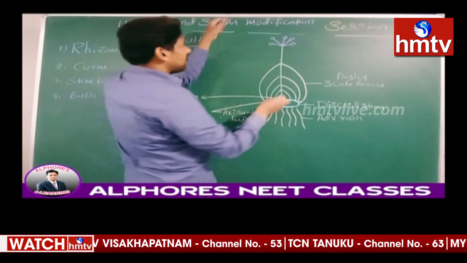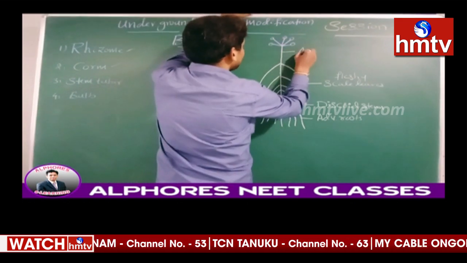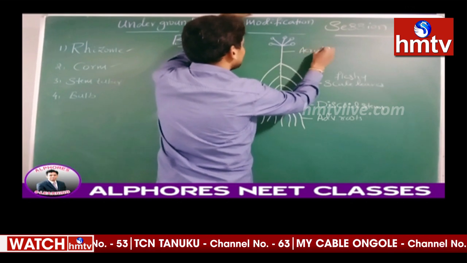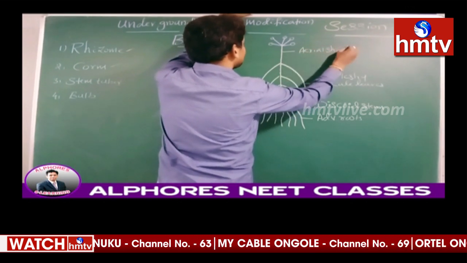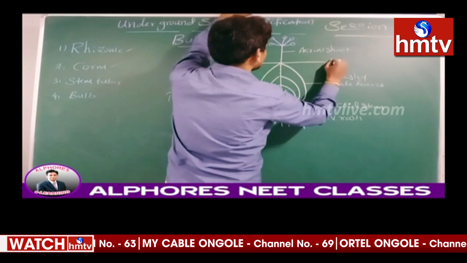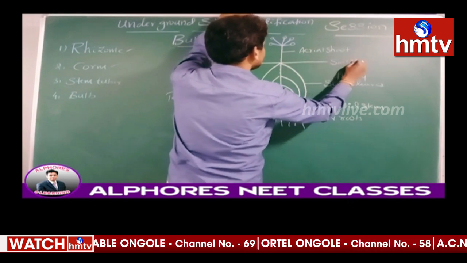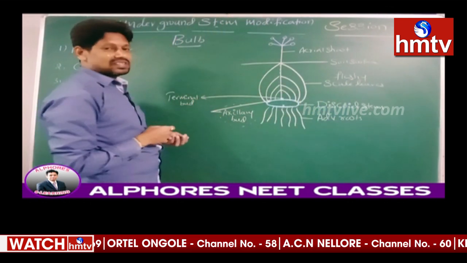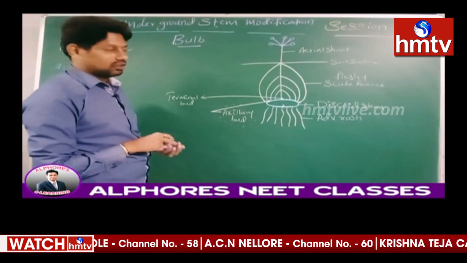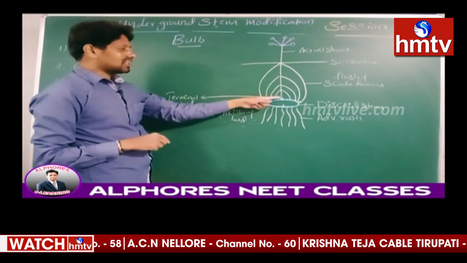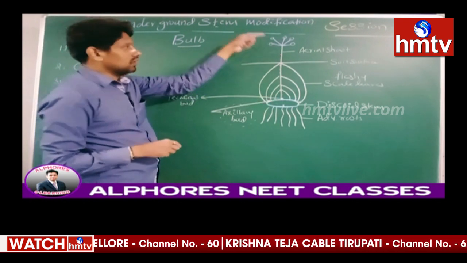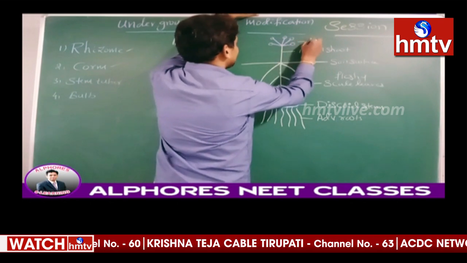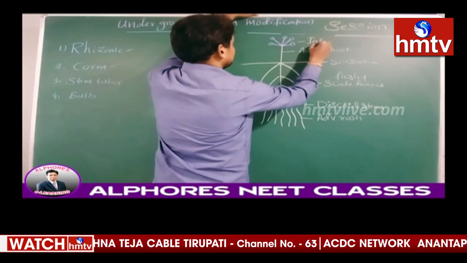Sir, why are we calling it aerial? Because this part is above the surface of the soil. So we are calling it what? Aerial shoot. Is it okay? Therefore, see this diagram. The terminal bud develops into an aerial shoot. This aerial shoot bears what, sir? Inflorescence.